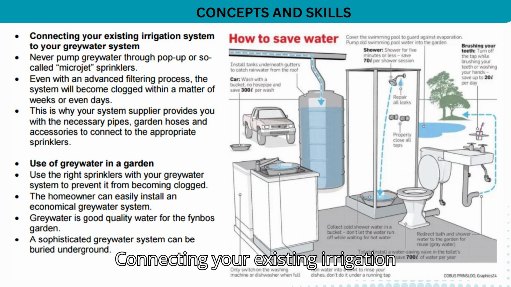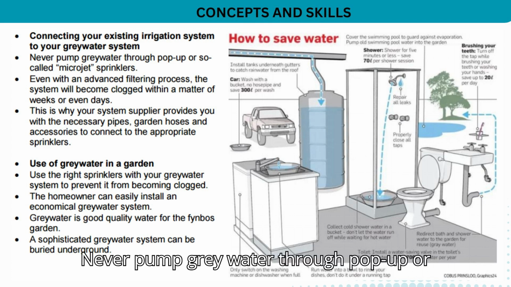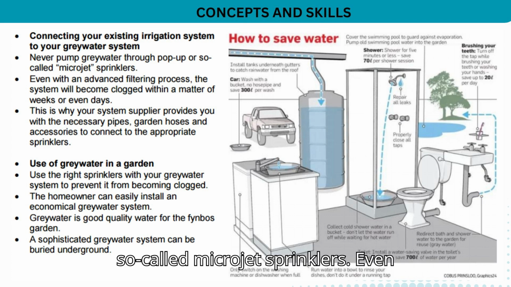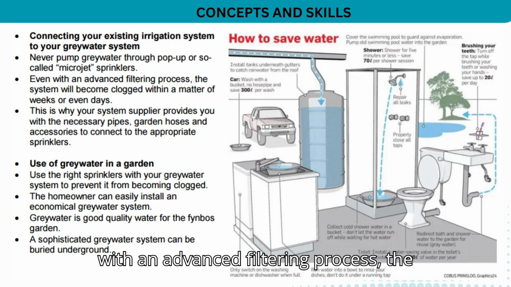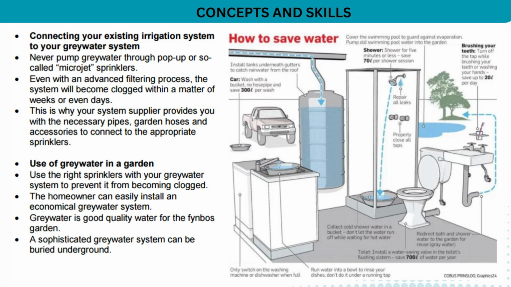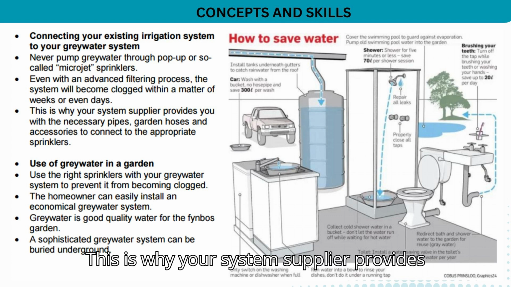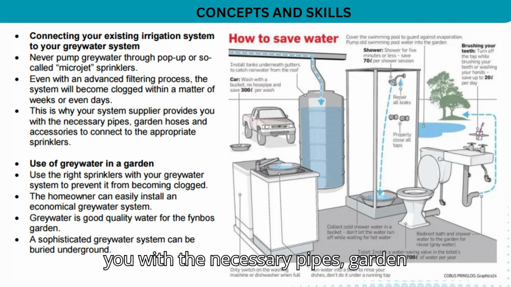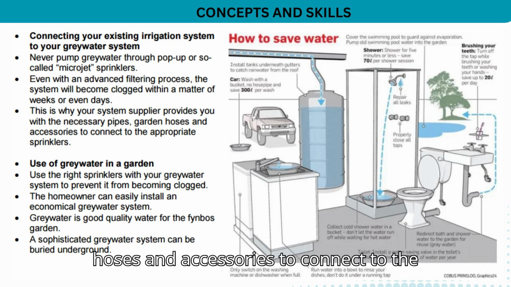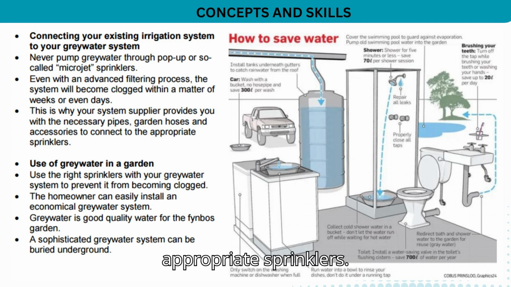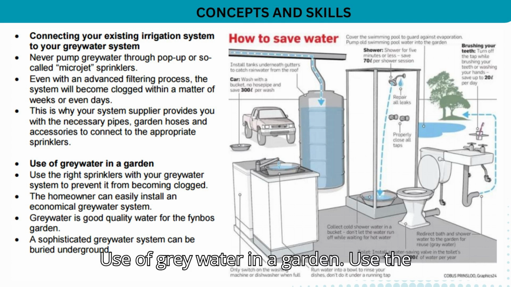Connecting your existing irrigation system to your grey water system. Never pump grey water through pop-up or so-called microjet sprinklers. Even with an advanced filtering process, the system will become clogged within a matter of weeks or even days. This is why your system supplier provides you with the necessary pipes, garden hoses, and accessories to connect to the appropriate sprinklers. Use of grey water in a garden.